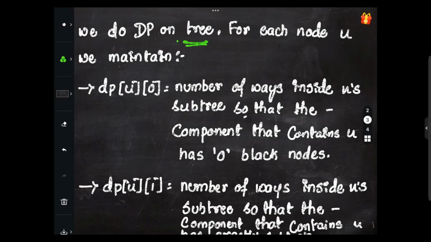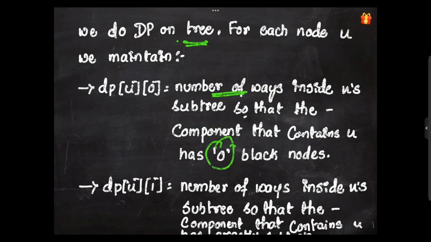We will be doing the dynamic programming, implementing the DP on the tree basically, right? For each node u, we will maintain DP of u0 and DP of u1. I have written the same thing, don't get confused here. DP of u0 is nothing but the number of ways inside u subtree so that the component that contains u has 0 black nodes. And what about DP of u1?